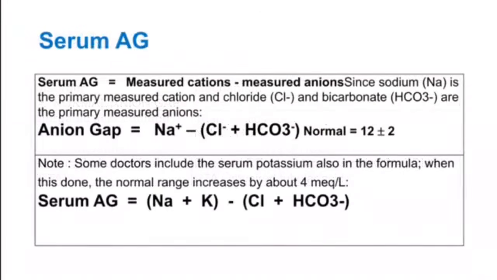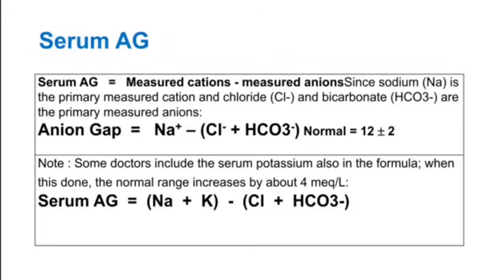Anion gap is calculated by measured cations minus measured anions. That is, the difference between measured cations and measured anions is the anion gap. Since sodium is the major measured cation and chloride and bicarbonate are the major measured anions, we can calculate anion gap like this: sodium minus chloride plus bicarbonate. Normal anion gap is somewhere around 12 plus or minus 2. It can be 10 or 14, but if it is more than 14, we consider it abnormal, high anion gap acidosis.